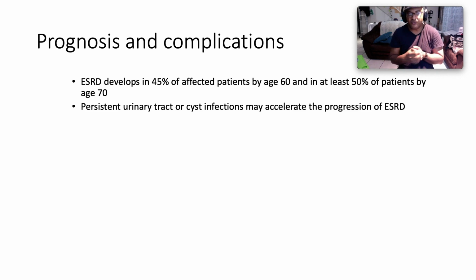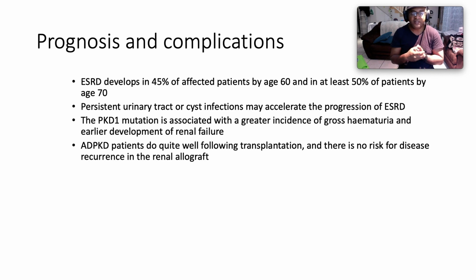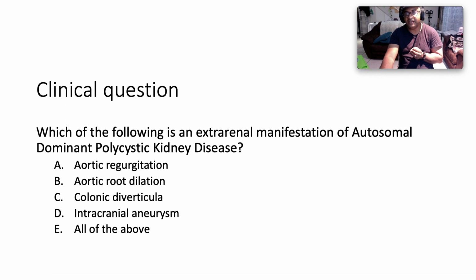Prognostication and complications, guys. End-stage renal disease develops in about 45% of affected patients by the time they turn 60 and at least half of the patients by age 70. Persistent urinary tract or cyst infections may accelerate progression to end-stage renal disease. The PKD1 mutation is associated with a greater incidence of gross hematuria and earlier development of renal failure. ADPKD patients do quite well following transplant, and there is no risk for disease occurrence in the renal allograft. There does not appear to be an increased risk of renal cell carcinoma in ADPKD kidneys.